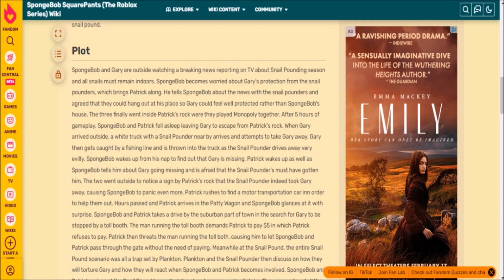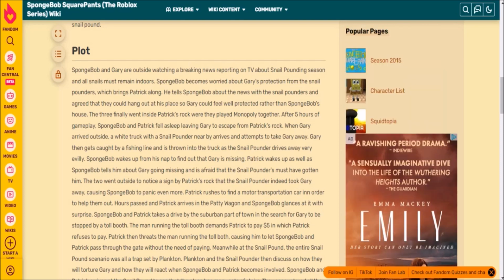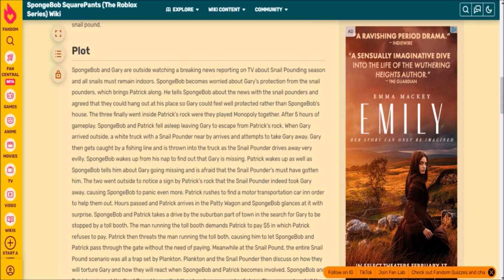When Gary arrived outside, a white truck with a snail pounder nearby arrives and attempts to take Gary away. Gary then gets caught by a fishing line and is thrown into the truck as the snail pounder drives away very evilly. SpongeBob wakes up from his nap to find out that Gary is missing. Patrick wakes up as well as SpongeBob tells him.